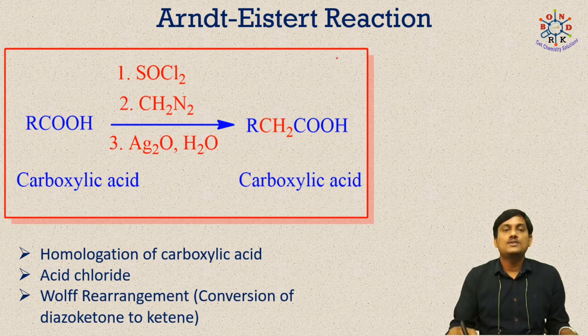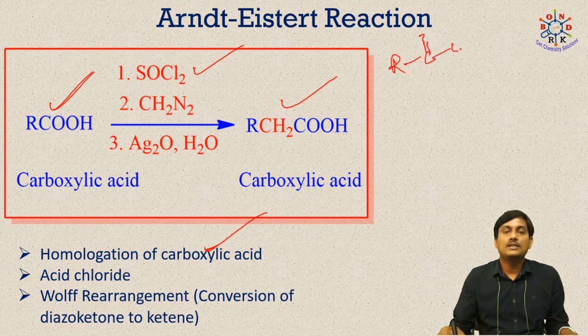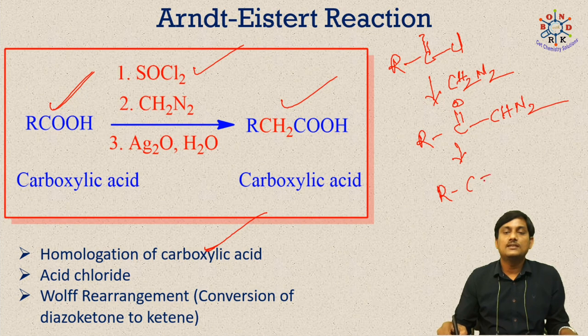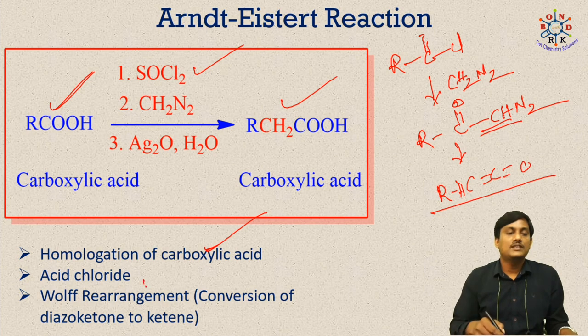In the Arndt-Eistert reaction, there is a homologation of carboxylic acids by one carbon. You can convert RCOOH into RCH2COOH. For this, you have to treat RCOOH with thionyl chloride. First, there is a formation of RCOCl, acyl chloride. Upon treating with CH2N2, there is a formation of diazoketone. This is the diazoketone which is formed, RC=O, CHN2. This diazoketone will be converted into ketene, RCH=C=O. The conversion of diazoketone into ketene is called the Wolff rearrangement. In the Arndt-Eistert reaction, you can find the Wolff rearrangement.